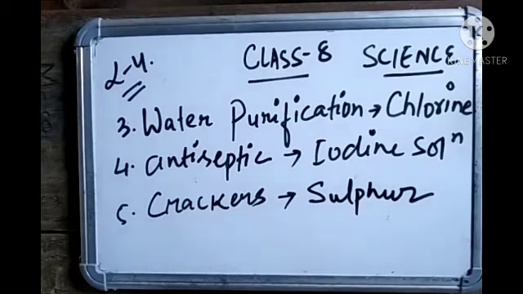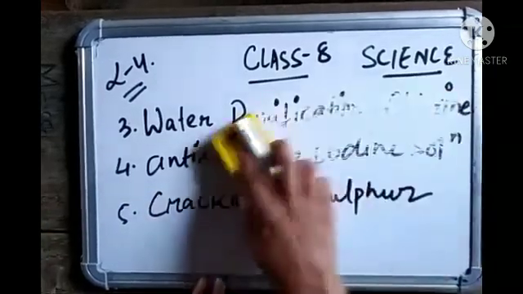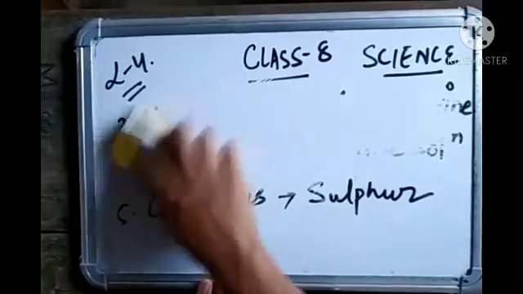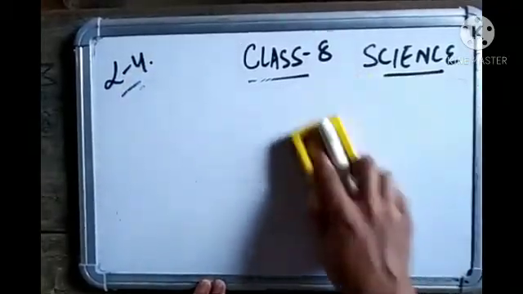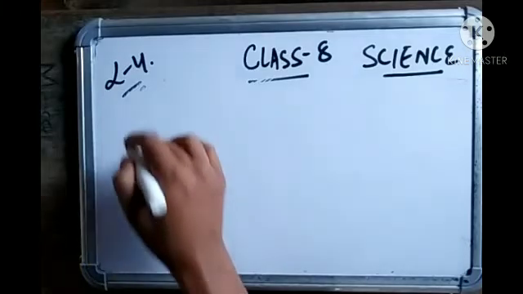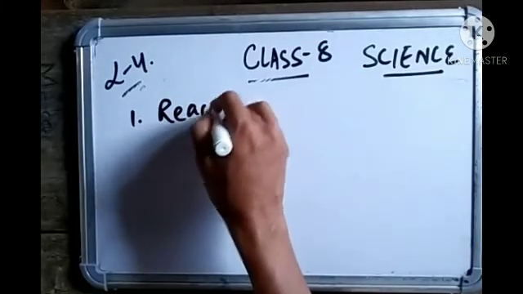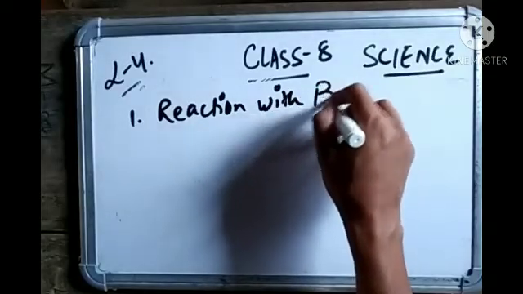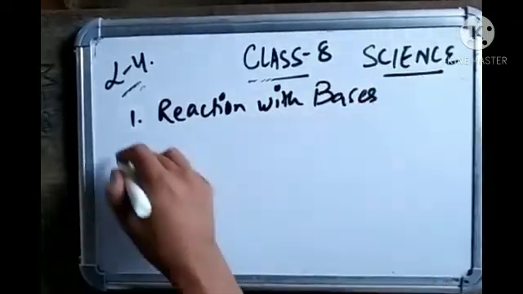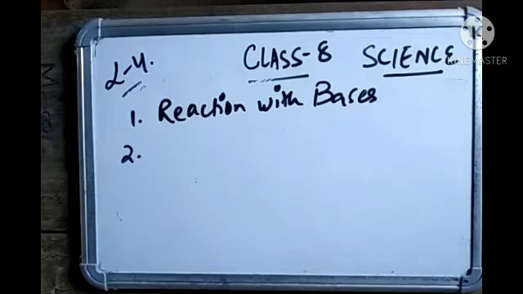With this I think lesson number 4 is complete. So I'll summarize what we have learned today. In today's lecture we have discussed reaction with bases. Metal reacts with base to produce hydrogen gas.